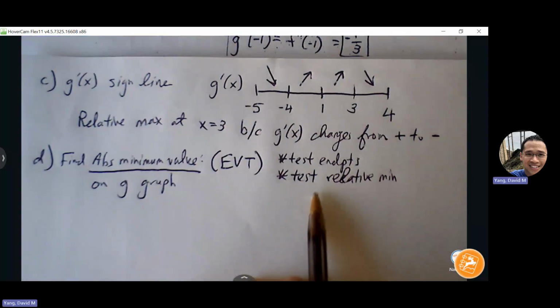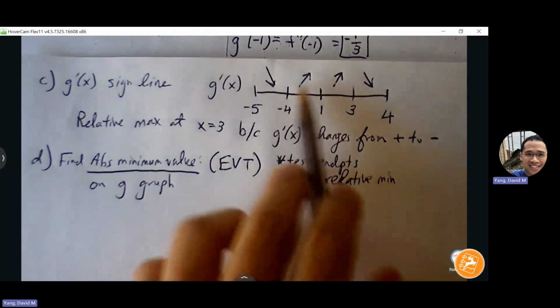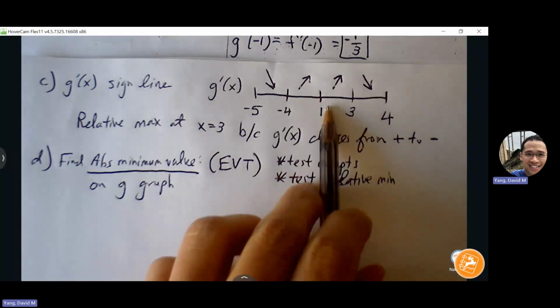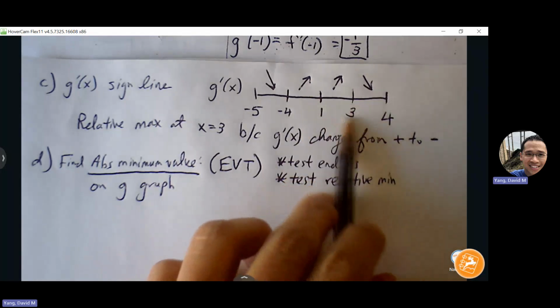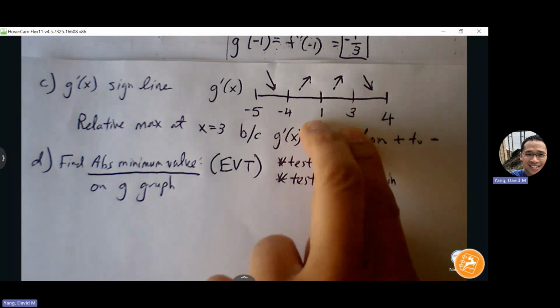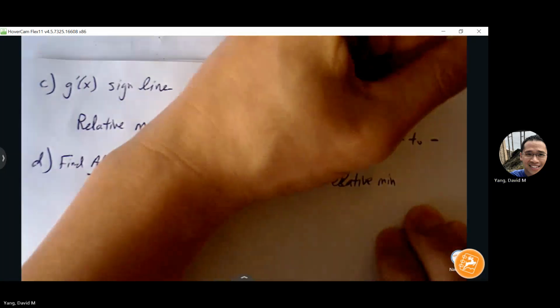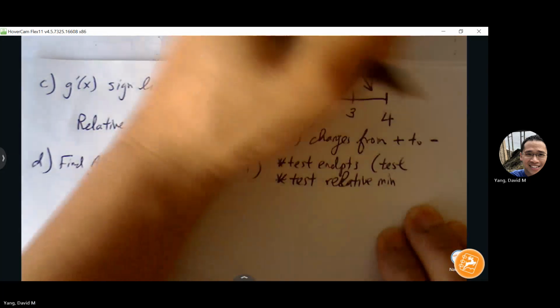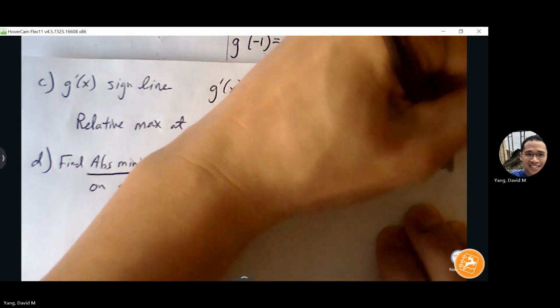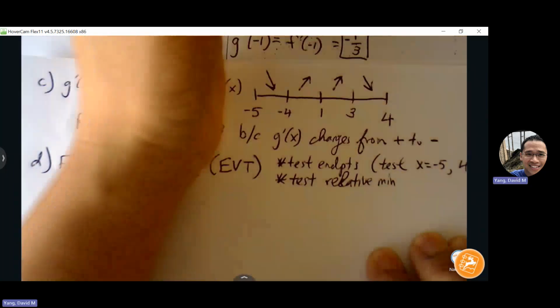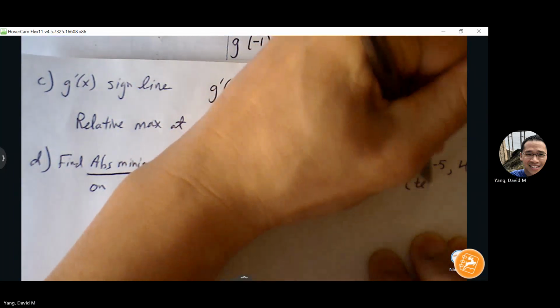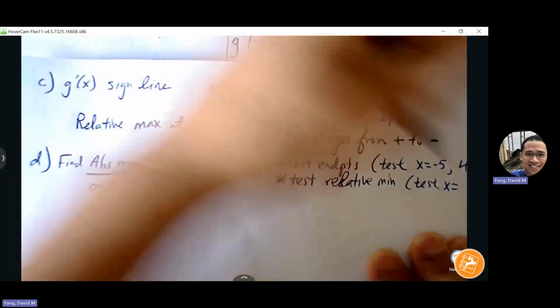And then we have to test relative minimum. So we also want to test what? -4, right? You see the arrows are indicating there's relative min here. There's nothing at 1, and there's a relative max at 3. So we don't consider 1 and 3. I mean, we can test it, but we know that they will never end up being the lowest y value. Okay, so we have 3 candidates, right? -5 and 4 as endpoints. And then from the relative minimum, we'll test x equals -4.